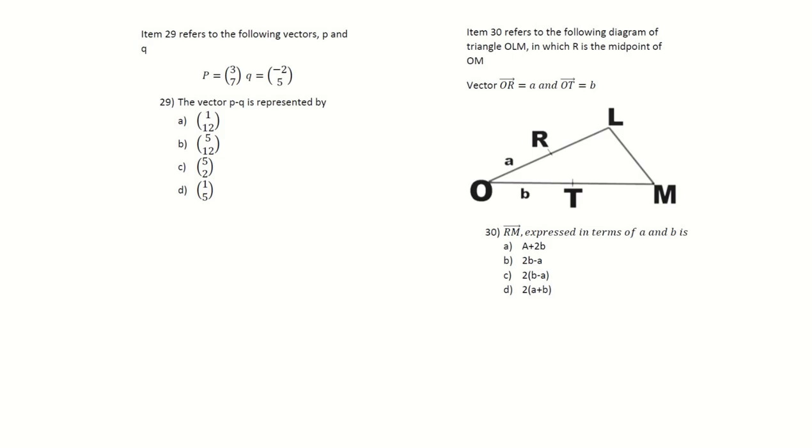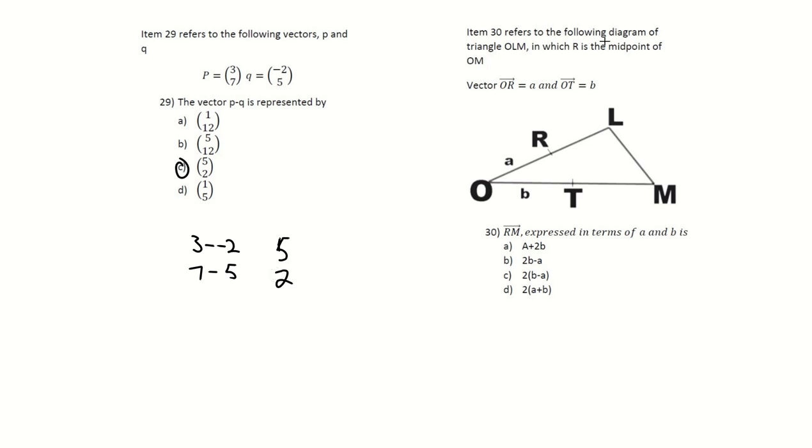Item 29 refers to the following vectors, P and Q. If I'm subtracting, that's 3 minus minus 2, and then 7 minus 5. That would be 5. And 7 minus 5 is 2. So that's 5, 2, which is C.